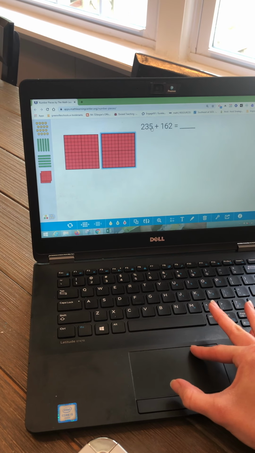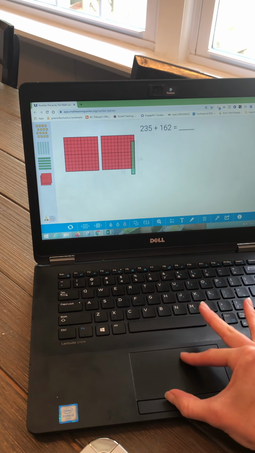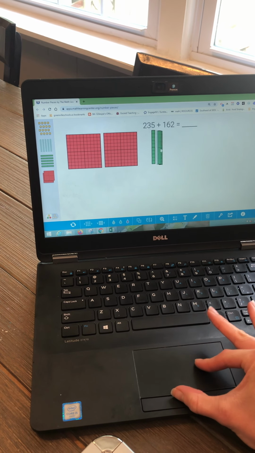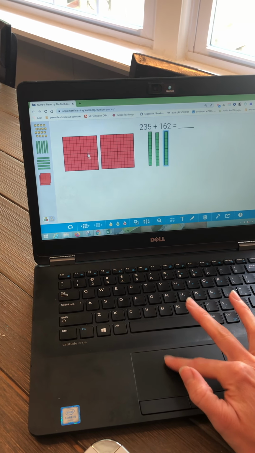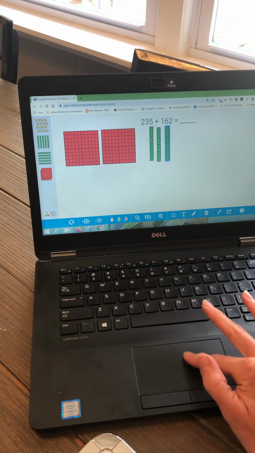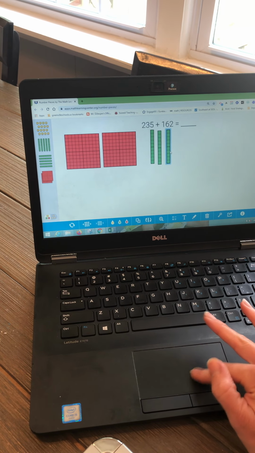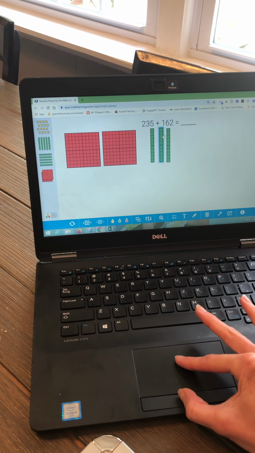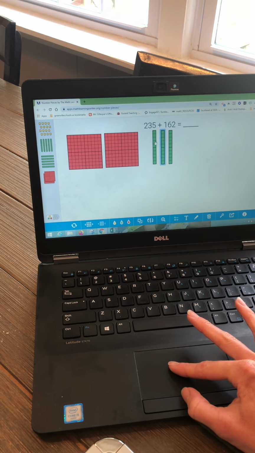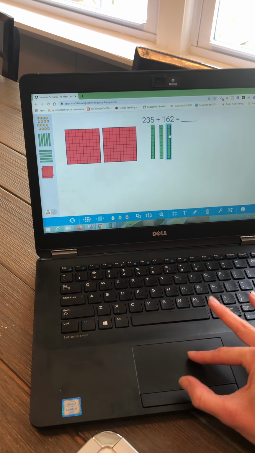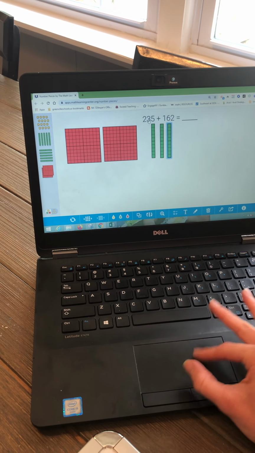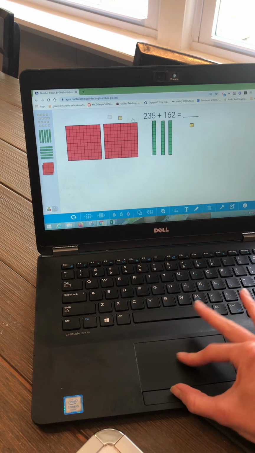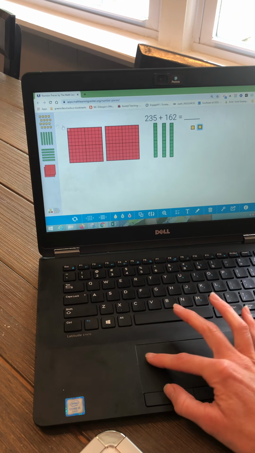So this is 235. So we know our red pieces represent hundreds. So we have 100, 200. We know our rods, so these are our flats. Our green pieces are our rods. They represent 10. So I can see 10, 20, 30. So I have 230. And then our ones, or our single units, represent the place value of 1.